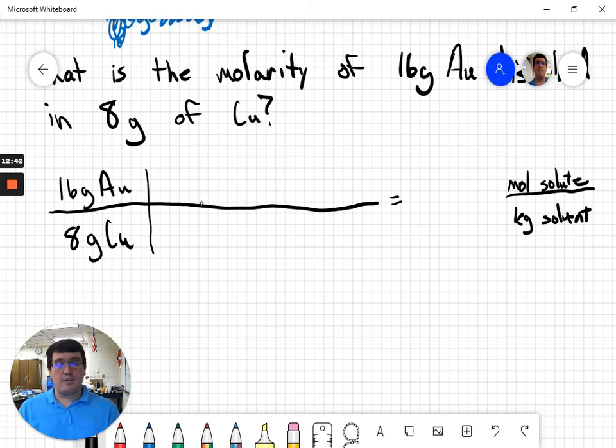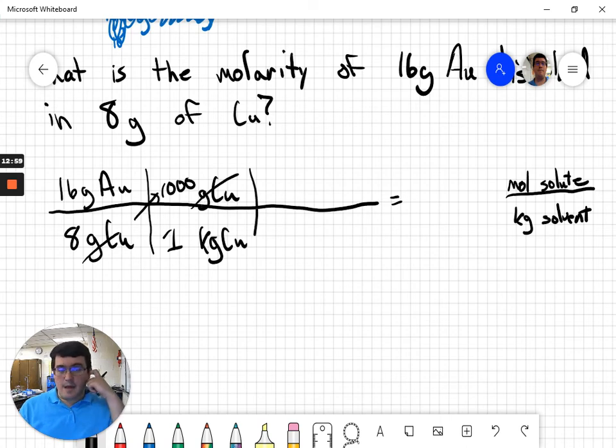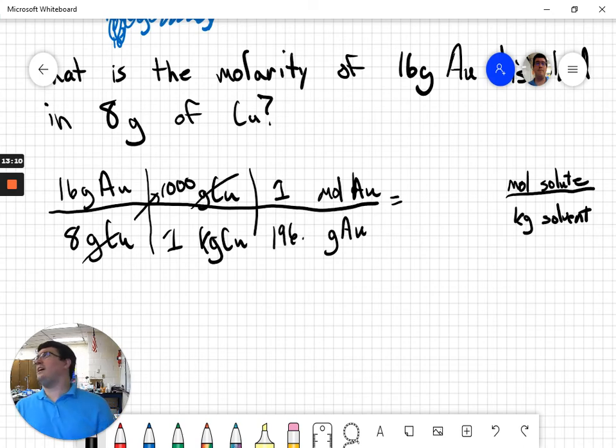All right, I'm still going to do the first step. I'm still going to go from grams. I need to go from grams to kilograms. I need kilograms on the bottom. 1 kilogram is 1,000 grams. Gone, gone. Then the next step, I'm going to go from grams of gold to moles of gold. 1 mole of gold is 196.97, according to my table.